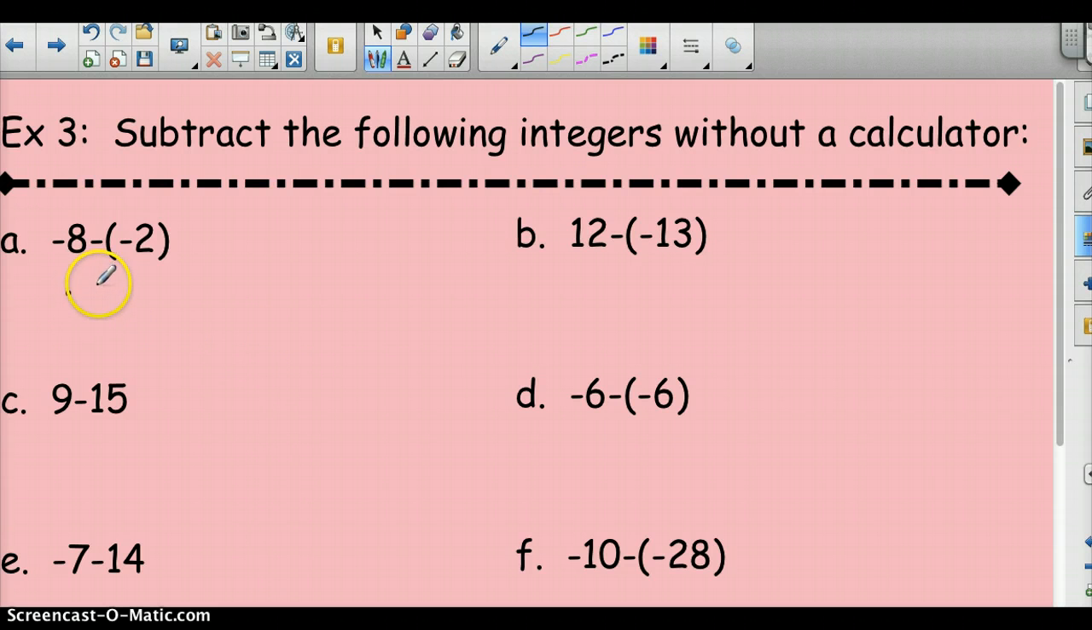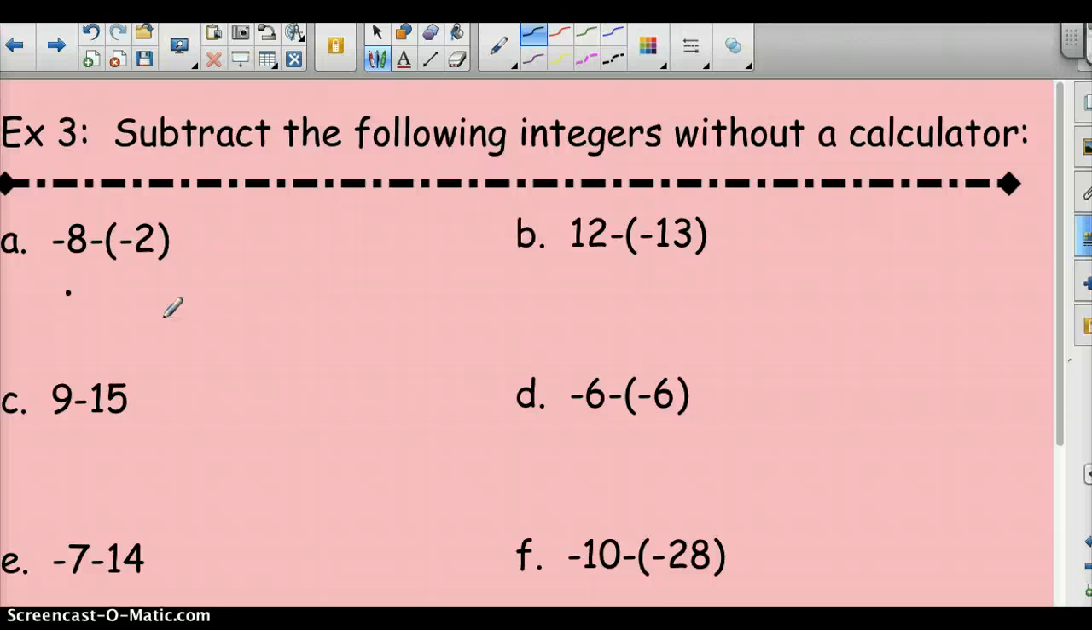Starting out, it says negative 8 minus negative 2. And again, the best way to do this is to stop this video right now, do all the answers yourself, and then check whenever you're done. So I would do that. I would pause it right now and answer all these questions, and then when you come back, the answers will be there, and see how you do.